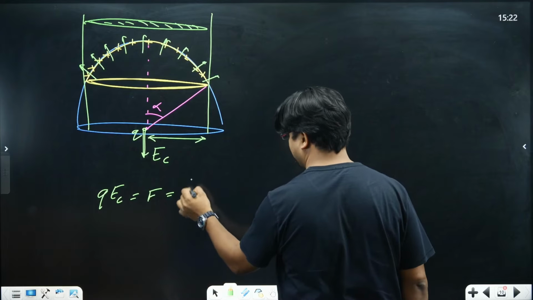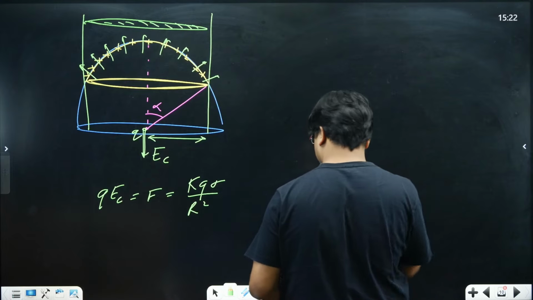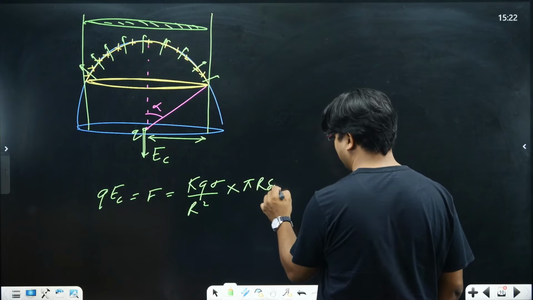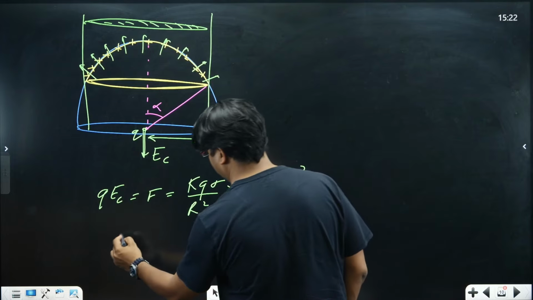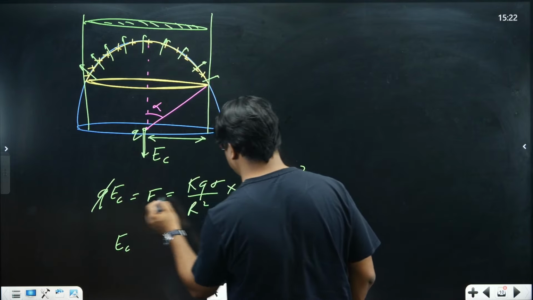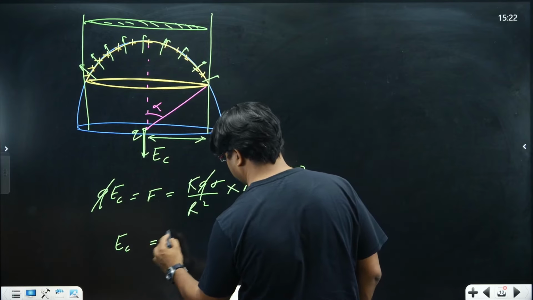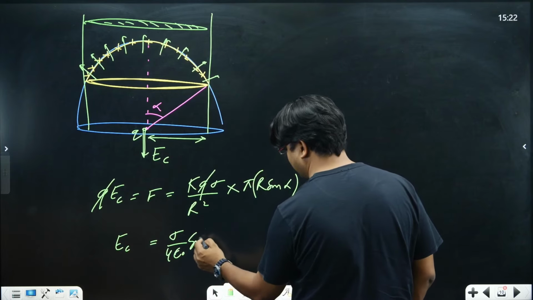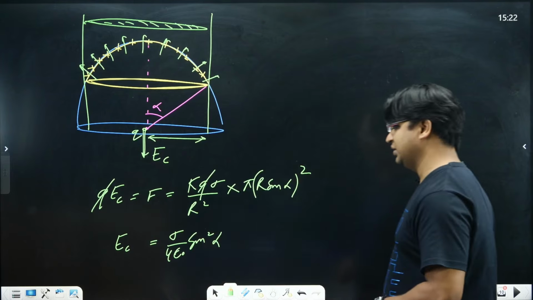How much was the pressure? It was kq by r square into sigma, into area. The area would be pi r sine alpha square. So from here EC will be like this: q will get cancelled, r square will get cancelled. So it will be sigma by 4 epsilon naught into sine square alpha. So this would be the formula now.